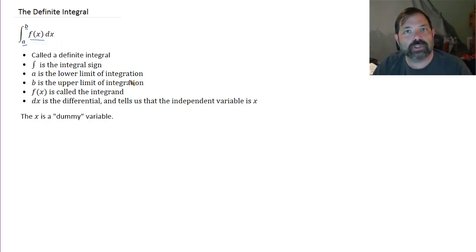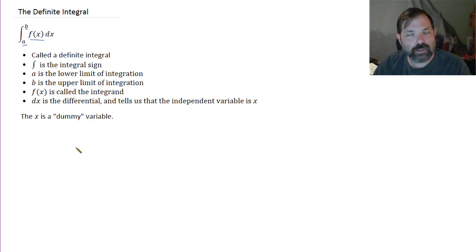All right, collectively, this is called a definite integral. And again, that elongated S symbol is the integral sign. A is the lower limit of the integration. B is the upper limit of the integration. Collectively, a and b are called the limits of integration. f of x is called the integrand. The dx is the differential.